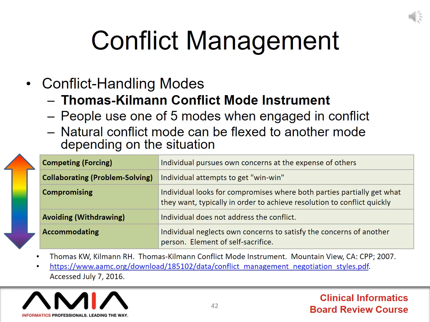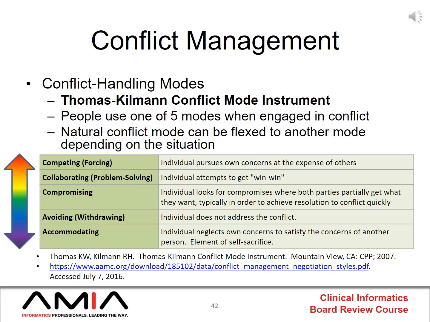The first conflict mode is competing or forcing, in which an individual pursues his or her own concerns at the expense of others. The collaborating or problem-solving conflict mode is when an individual attempts to get a win-win situation out of the conflict. Compromising conflict modes prompt an individual to look for compromises where both parties may get some of what they want but typically don't get other pieces of what they want.